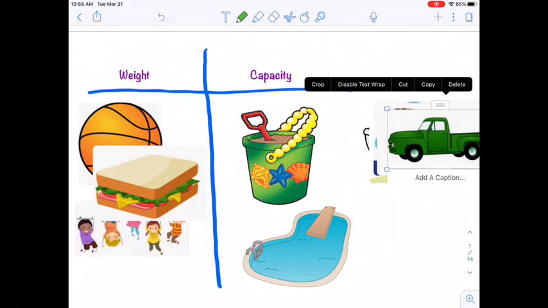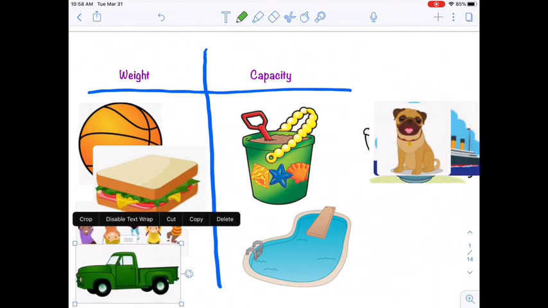How about this truck? When we're talking about trucks or vehicles, we're talking about how heavy or how light they are. So would that be weight or would that be capacity? That would be weight. When I'm talking about how much something weighs or how heavy or light something is, I'm talking about its weight.